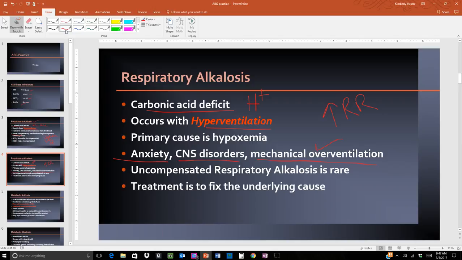So this is pretty common. You'll see this, especially, like I said, in your ICU patients. So typically the treatment is just to fix that underlying cause. And what that means is lowering the patient's respirations or having them breathe into a bag.